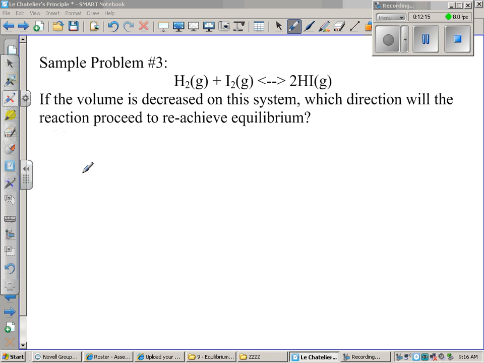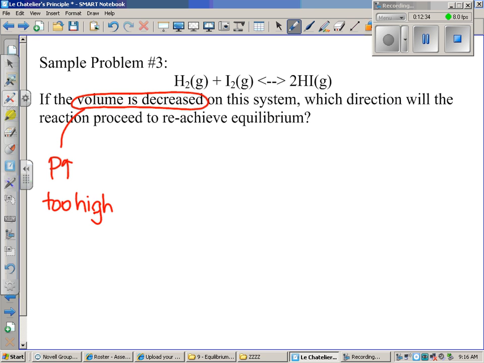There we go. If you flip your paper over to the back side, this is a special situation that I want you to see. So this one says, again, the volume is decreased. So if volume is decreased, they're telling you pressure was increased. And they say, what direction will the reaction proceed to re-achieve equilibrium? So you know the pressure is too high. So you know that it's going to want to come back down. So you know it's going to shift to the side with fewer moles. And of course, the opposite is true as well.